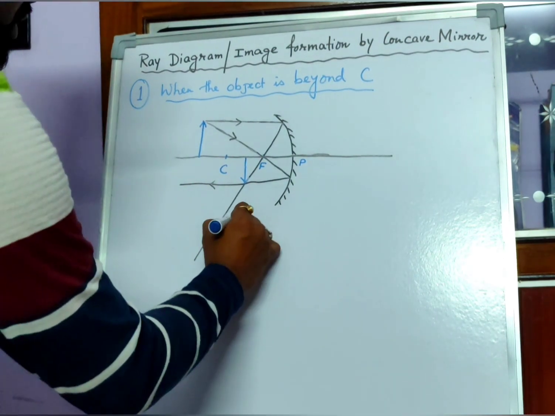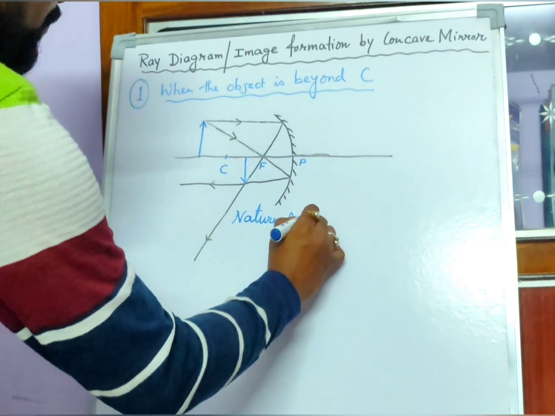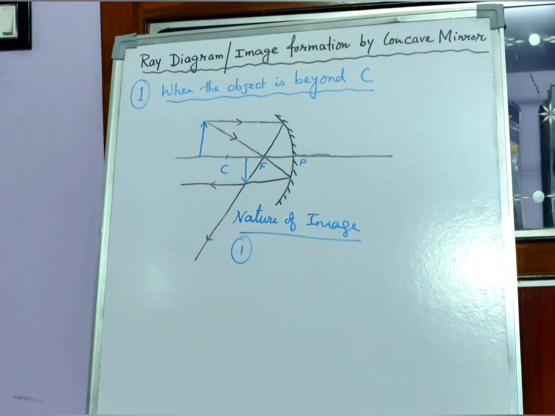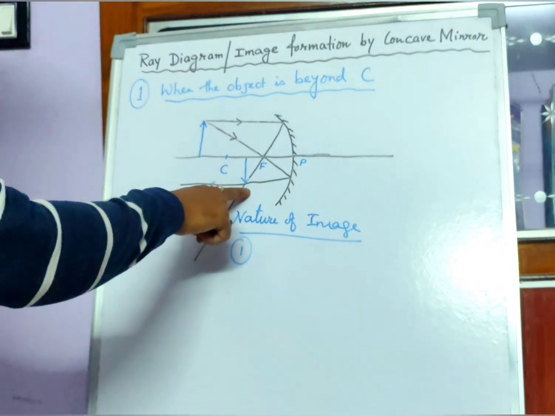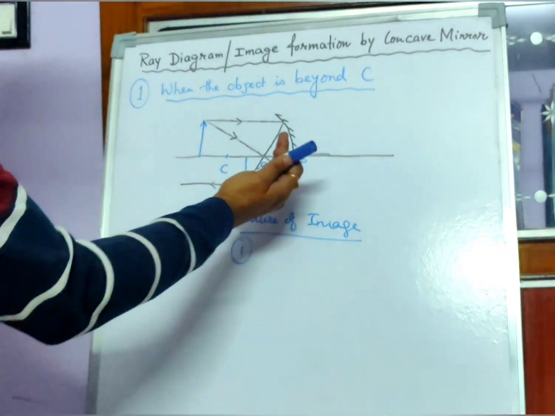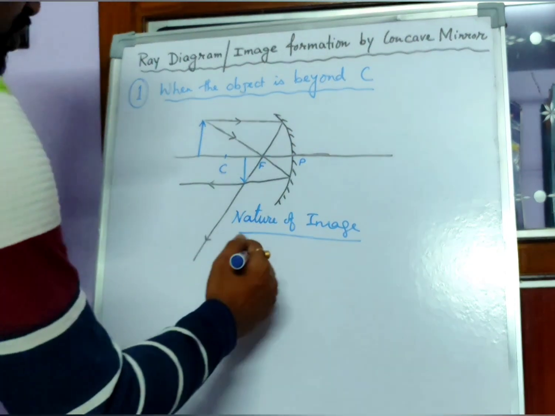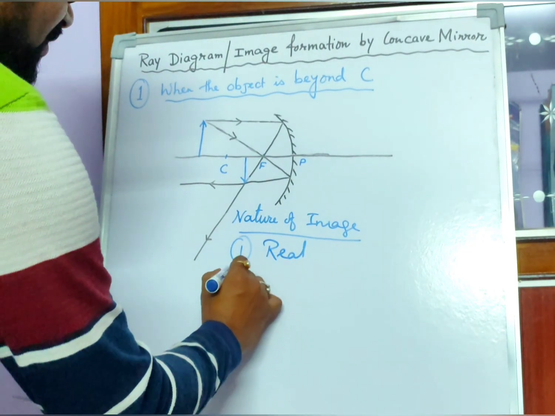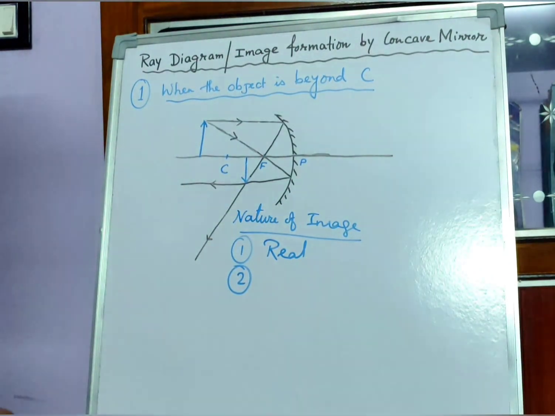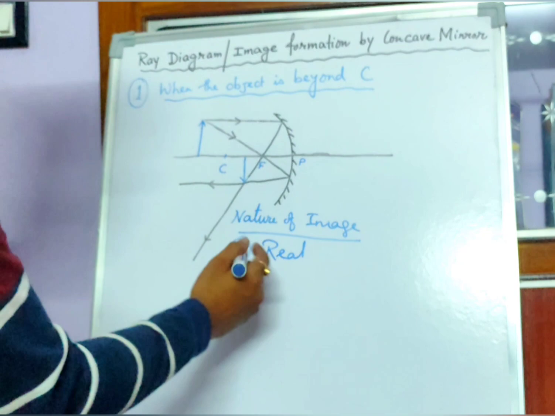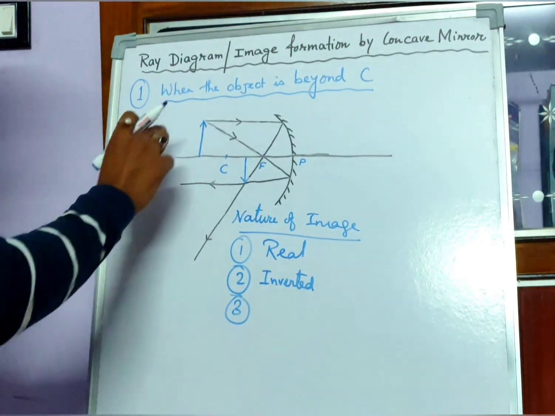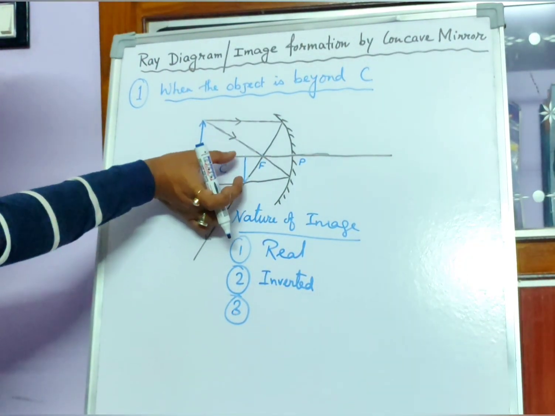So what is the nature of image? As the rays actually meet together at this point, they will really meet at this point. That's why it is called real image, or you can say any image forming in front of the mirror is called real image. So image is real. Second point you need to remember, if any image is real, it will definitely be inverted. Inverted means the image is upside down. That's why it is an inverted image, right? And the third one, you can see the object is a little bit bigger than the image, that means the image is smaller than the object.